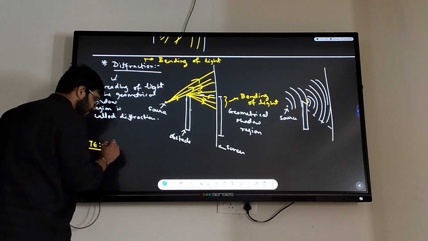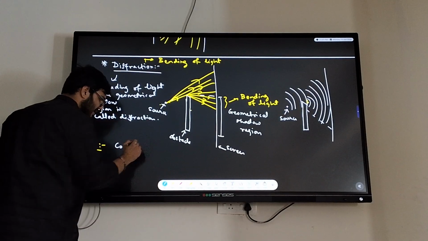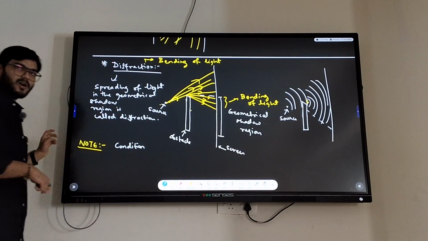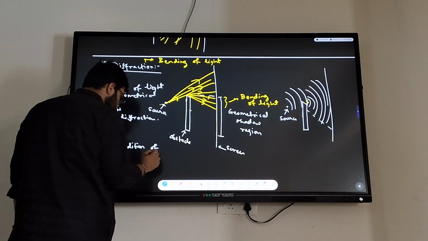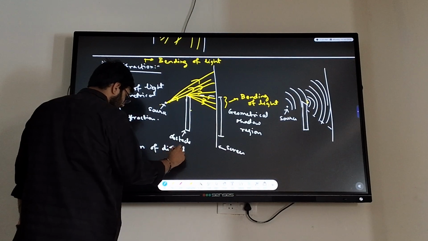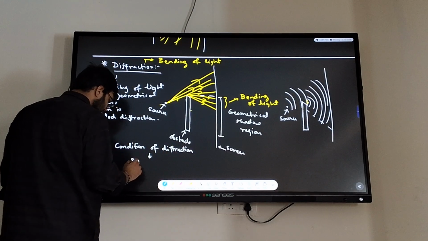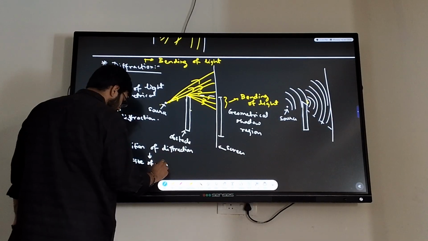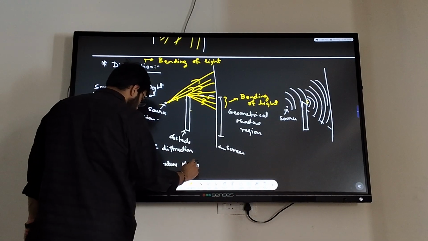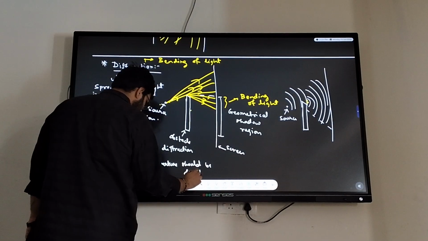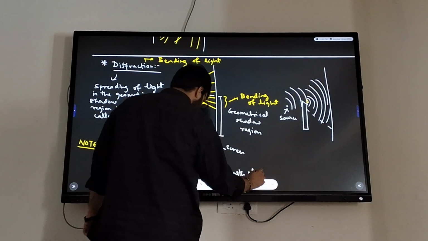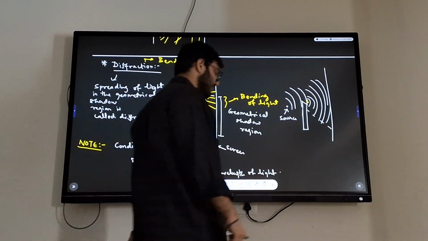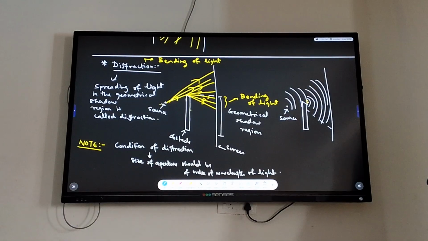That's the condition of diffraction, and the condition is that the size of the aperture should be of the order of the wavelength of the light. So, condition of diffraction is that the size of aperture should be of the order of wavelength of light. This is the statement.